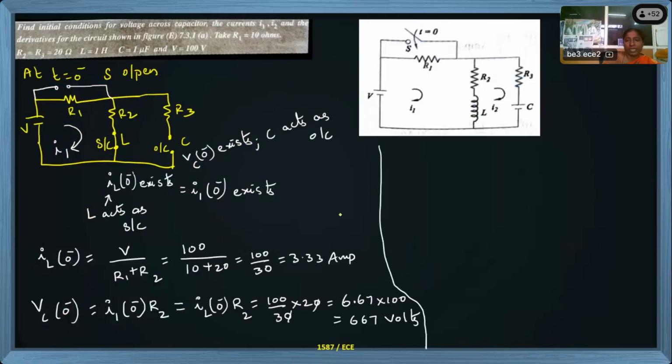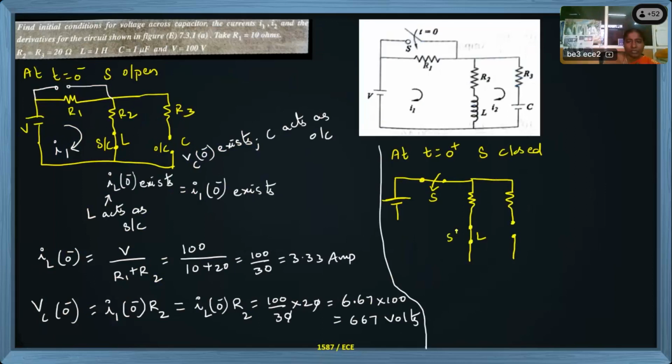Now I am going to the right side. When t equal to 0 plus switch is closed, what happens? We will have the switch closed, but inductor and capacitor will not allow sudden changes. So here switch is closed, and then R1 resistor will no longer be present in the circuit, and R2, R3 will be present. Capacitor will still act as open circuit. Inductor will still act as short circuit, because sudden changes are not allowed. They will still behave the same, and this is the supply voltage V.